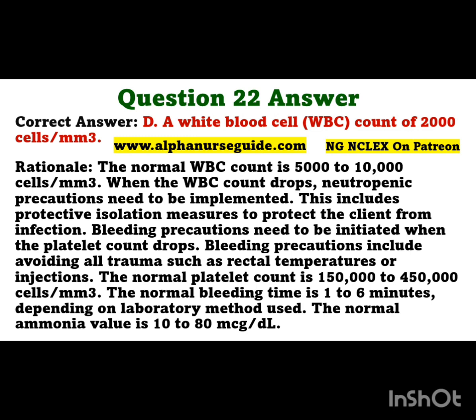Bleeding precautions need to be initiated when the platelet count drops. Bleeding precautions include avoiding all trauma such as rectal temperatures or injections. The normal platelet count is 150,000 to 450,000 cells per cubic millimeter. The normal bleeding time is 1 to 6 minutes, depending on laboratory method used. The normal ammonia value is 10 to 80 micrograms per deciliter.